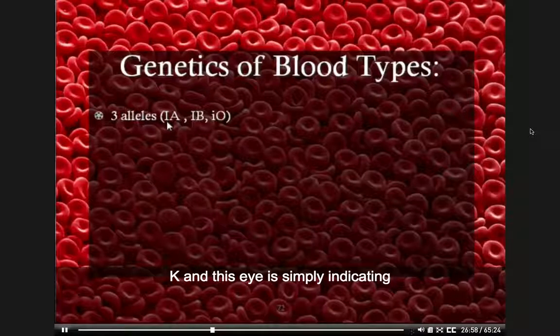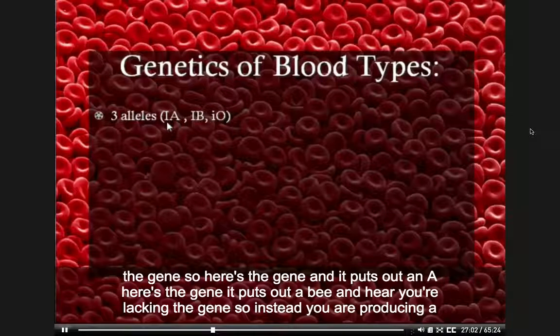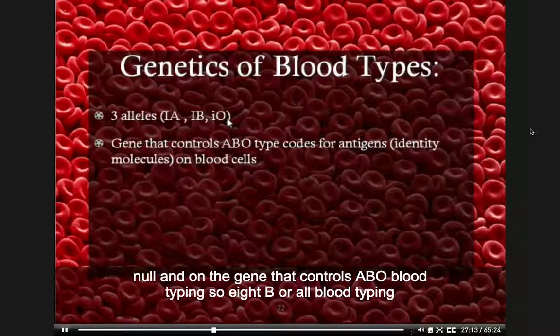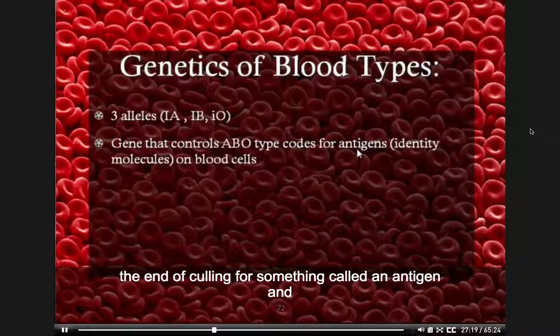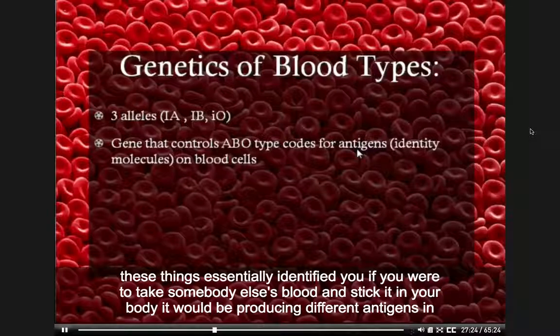Okay, and this I is simply indicating the gene. So here's the gene, and it puts out an A. Here's the gene, it puts out a B. And here you're lacking the gene. So instead, you are producing an O. And the gene that controls ABO blood typing, so A, B, or O blood typing, ends up coding for something called an antigen. And these things essentially identify you.